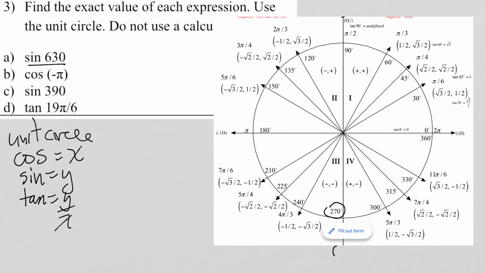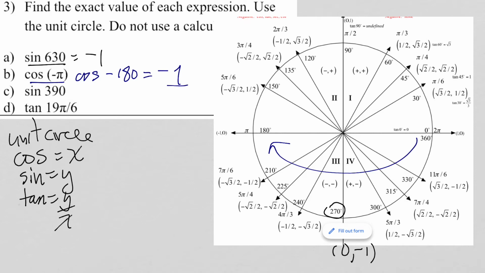This got chopped off. There should be 0, negative 1 pointing down there. So the sine of that, which is the y-coordinate, would be negative 1. For B, we want cosine of negative pi, which is negative 180 degrees. A negative angle is going in this direction, which is landing exactly on pi. And cosine is my x-coordinate, so that answer also is negative 1.